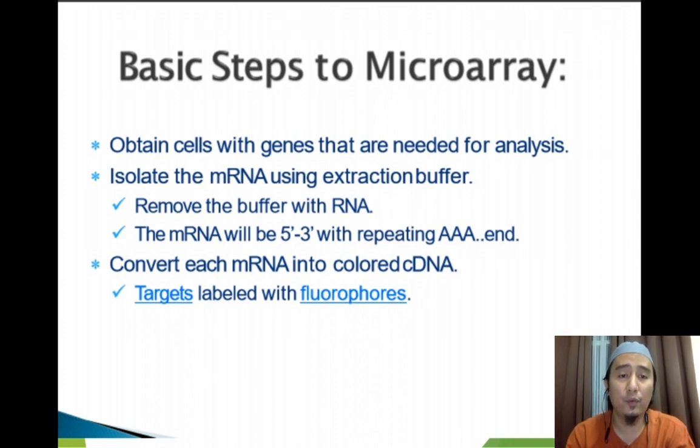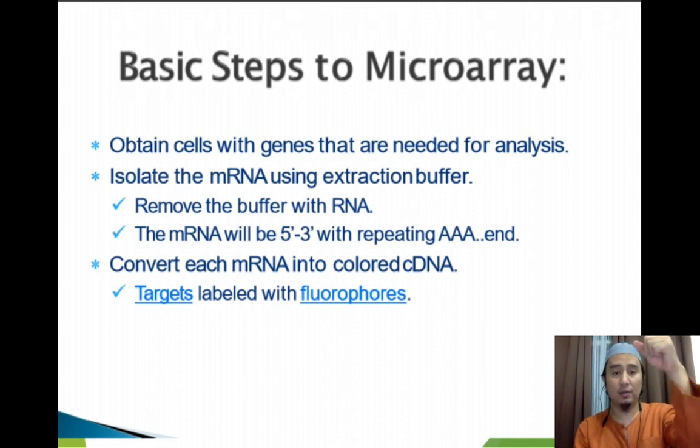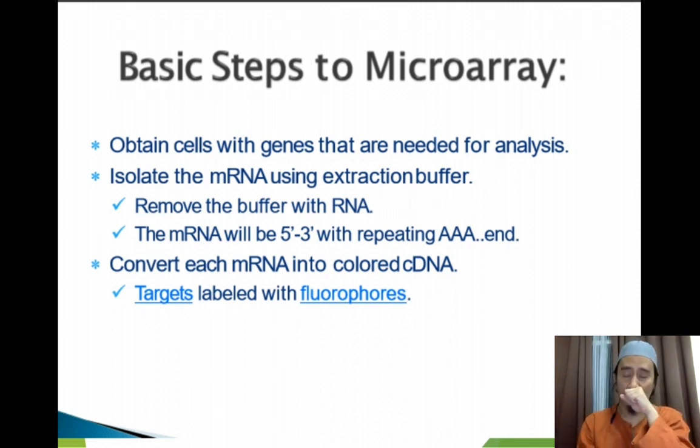And the second one, you have to isolate the mRNA using an extraction buffer. Then you have to remove the buffer from the RNA. Then the mRNA will be 5 to 3 prime, as I said before. The mRNA itself is from 5 prime to 3 prime because it is transcribed from the DNA from 3 prime to 5 prime, with the repeating AA tail.